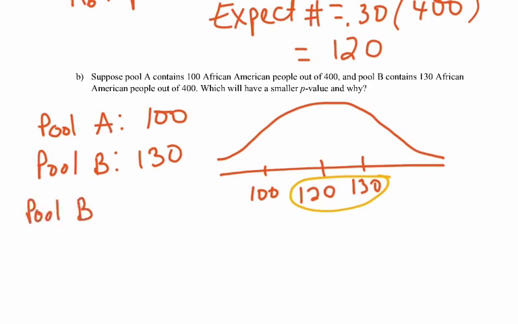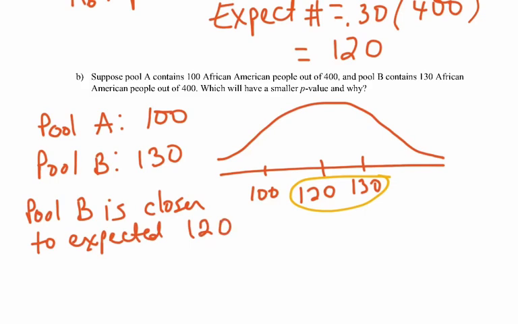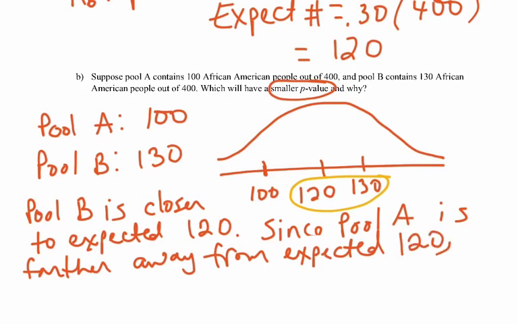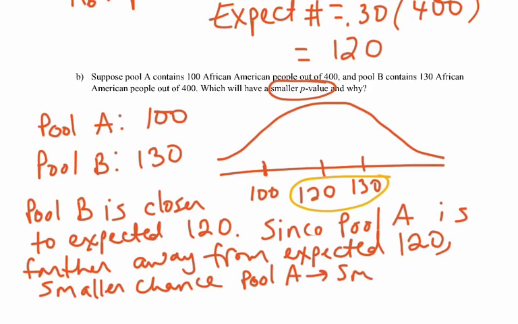So pool B is closer to the expected number of 120, okay? So the question says which would have a smaller p-value. Well, p-values go out to the extremes. So which one is more extreme is another way of thinking about that. So since the 100 pool A is farther away from the mean, that will have a smaller likelihood. So let's write that down. So since pool A is farther away from the mean, the expected value, let's do that. The expected 120, there's a smaller likelihood, smaller chance, let's say, for pool A, and that indicates a smaller p-value.